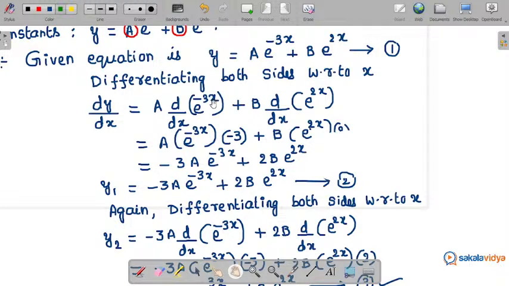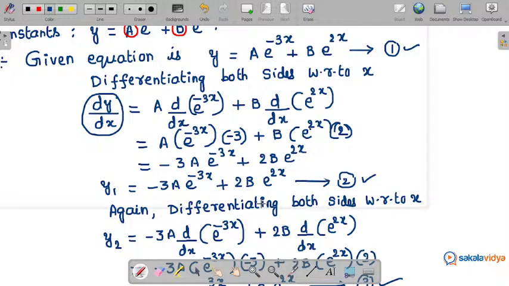The differentiation of e power minus 3x is e power minus 3x into the derivative of minus 3x, which is minus 3, and also a. Plus b times the derivative of e power 2x, which is e power 2x, and the derivative of 2x is 2. So this is minus 3a times e power minus 3x plus 2b times e power 2x. This dy by dx we can write as y1. So y1 equals minus 3a e power minus 3x plus 2b e power 2x, equation 2. This was equation 1. Clear? Again we need to differentiate.